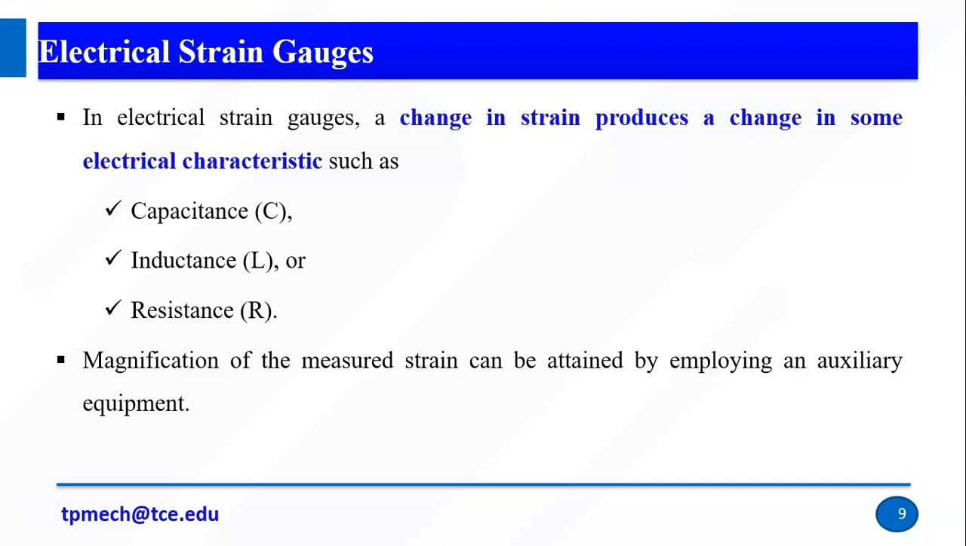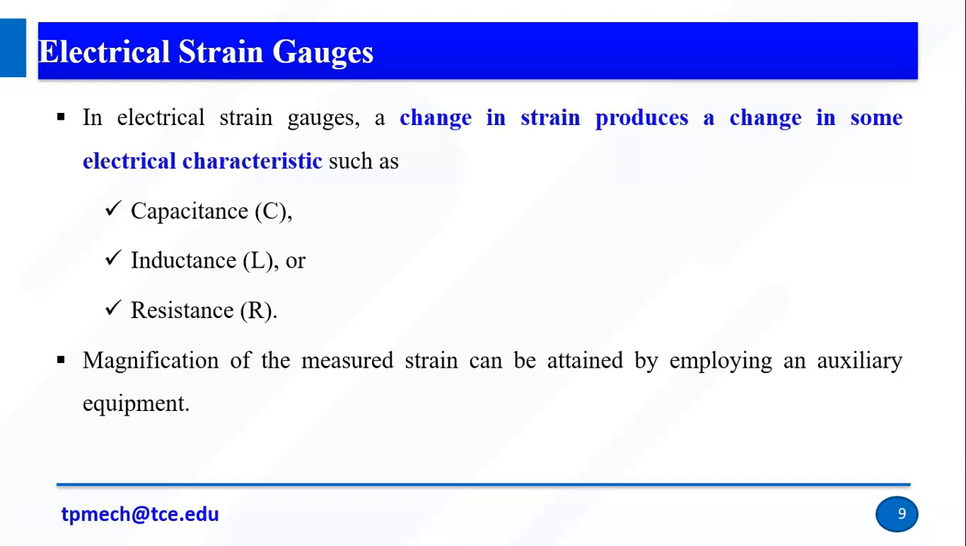But for electrical characteristics we cannot measure directly. For example, if it is 6 volts, we don't know how much deformation. We need some auxiliary device to convert these electrical characteristics to some human readable format. This is one of the disadvantages, right? So this is one of the differences between electrical and mechanical. There are two main differences. One is mechanical strain gauges use mechanical deformation, but electrical strain gauges use electrical characteristics such as CLR: capacitance, resistance and inductance.